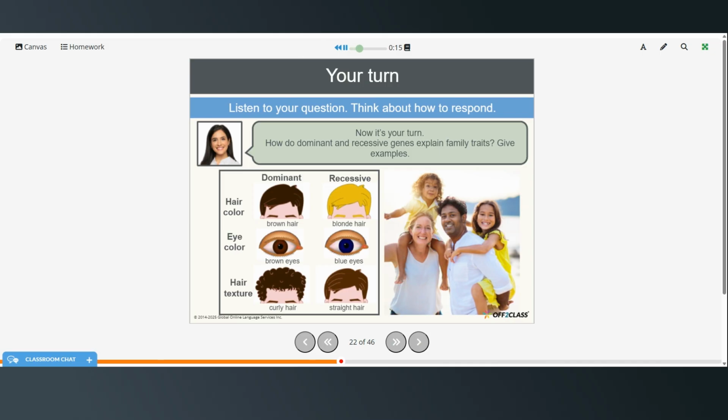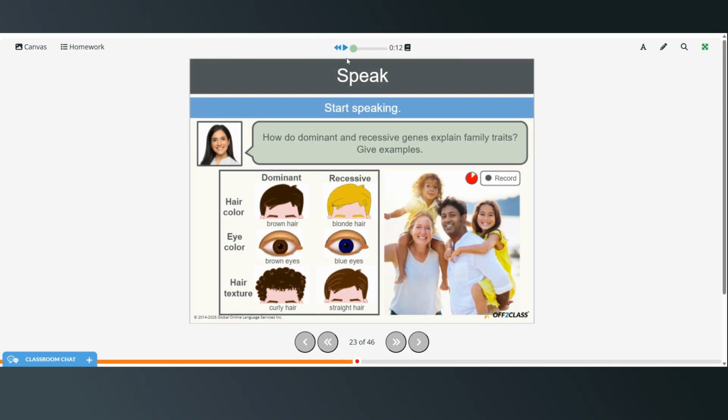Leela talked about how learning about genes can help us understand the traits we share with our parents. Now it's your turn. In a moment, the teacher will ask you how dominant and recessive genes explain family traits. Think about it. Now it is your turn. How do dominant and recessive genes explain family traits? Give examples.